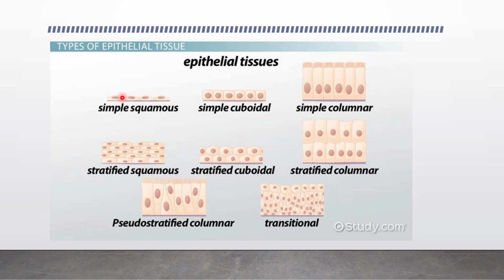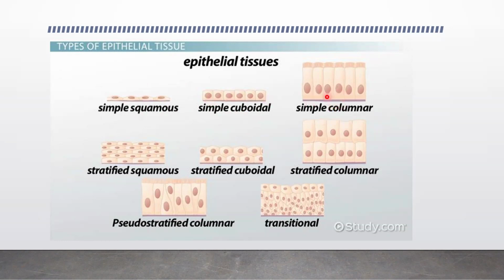For simple cuboidal, this will be found in ducts of small exocrine glands. It will also be found in the kidney tubules, the renal tubules, and in the thyroid follicles. So that's where you'll find simple cuboidal. Its function is absorption and secretion.